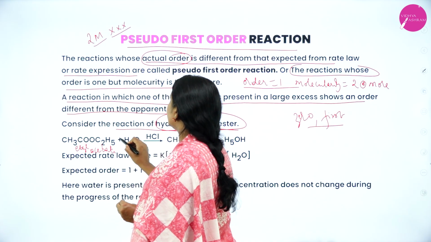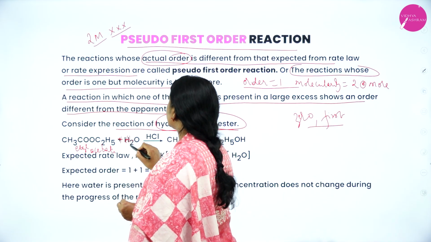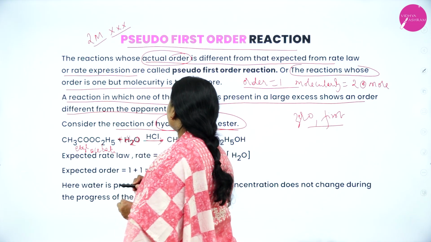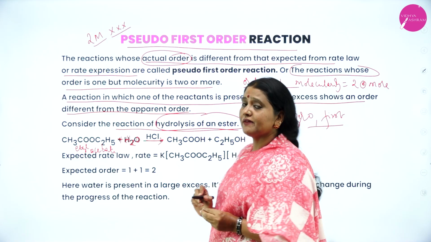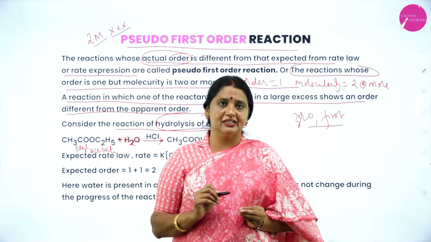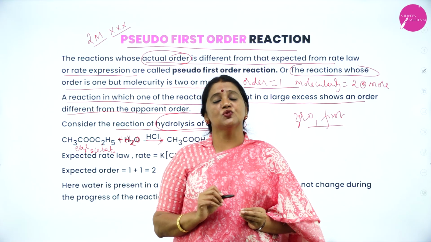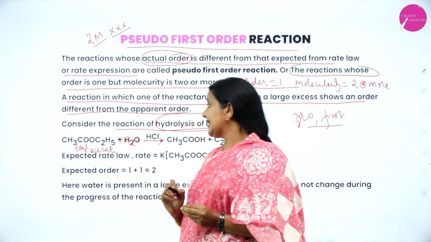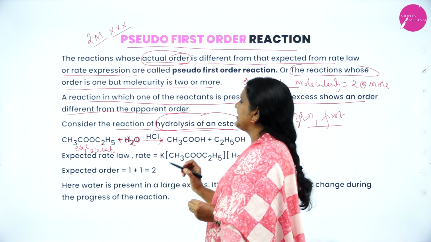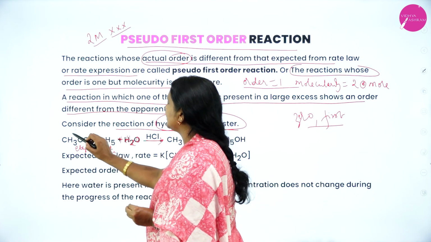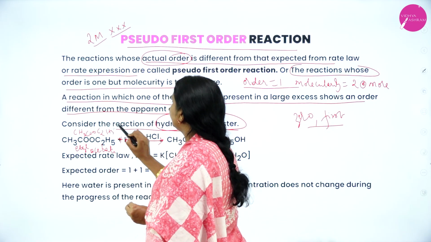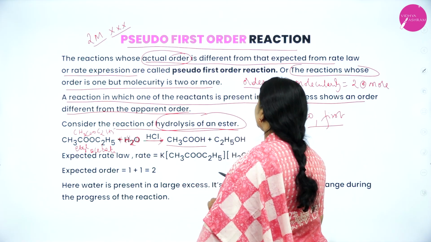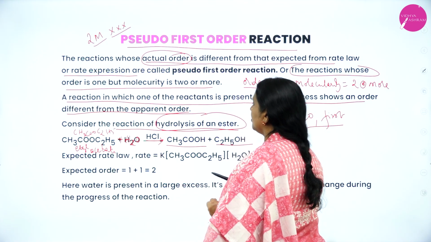on acid hydrolysis. Acid hydrolysis means addition of water in the presence of acid. Addition of water is called hydrolysis. If it is done in the presence of acid, it is known as acid hydrolysis. When I take ethyl acetate, what's the formula of ethyl acetate? CH3COOC2H5. When it is hydrolyzed, it will give CH3COOH and C2H5OH.